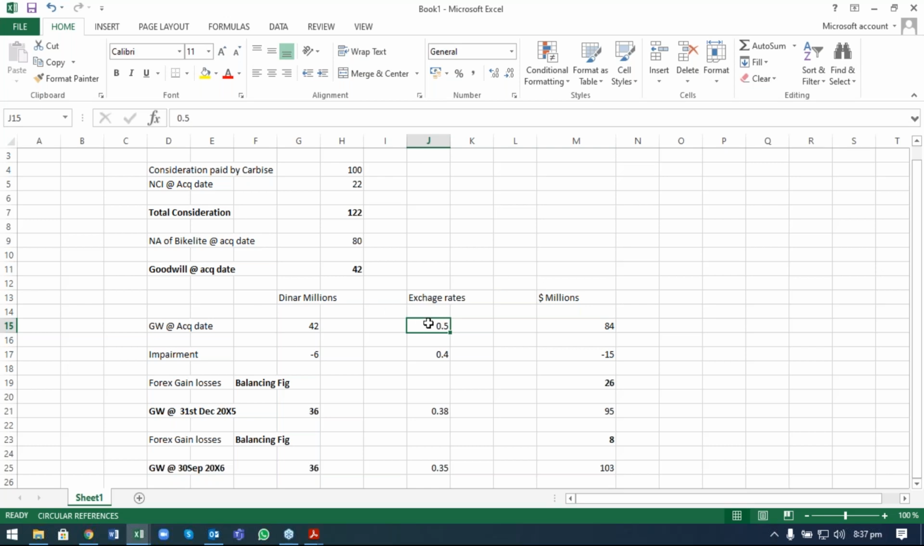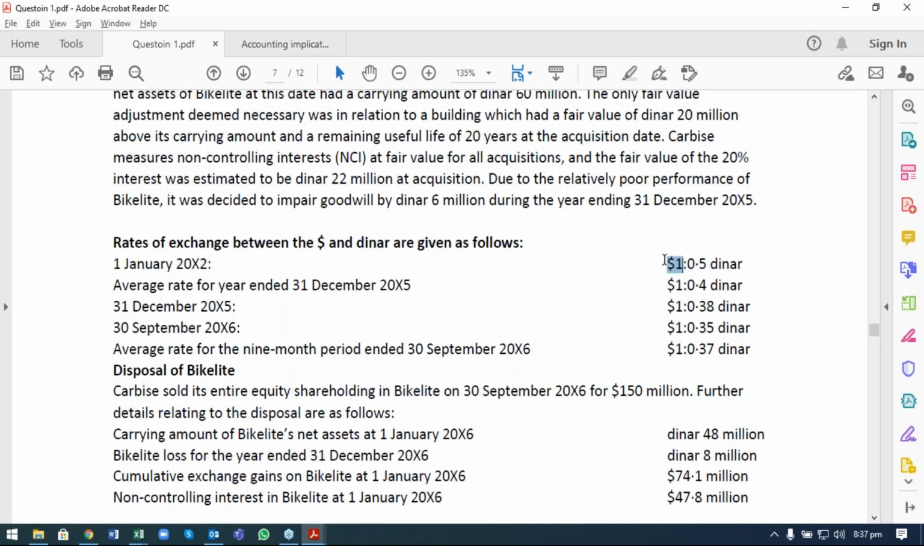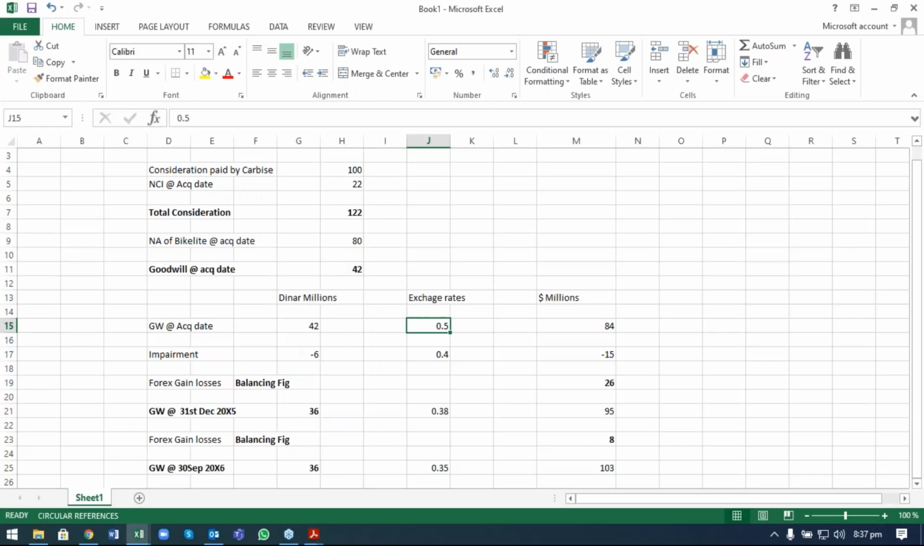If the dollar value was lower, suppose $0.5 equals 1 dinar, it means the dinar value once converted into dollars would be reduced, because a lower amount of dollars would be converted into higher dinars. But in this case it is vice versa, a different situation. I hope it's clear to everyone why we divide here, because the dollar value was higher and the dinar value is lower. So if these are 42 million dinars, it must end up as more dollars compared to dinars, right? That's why I have divided it.